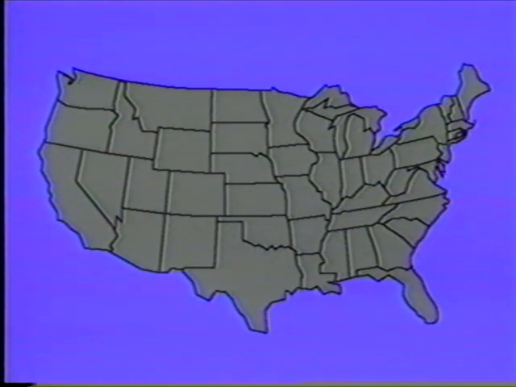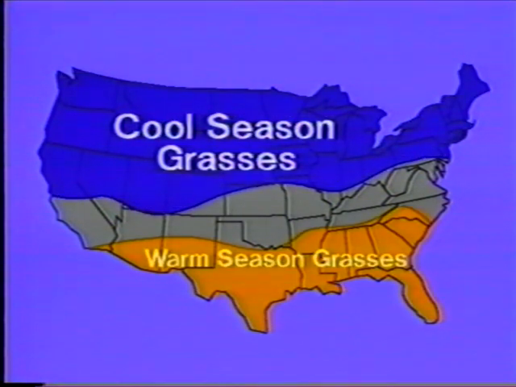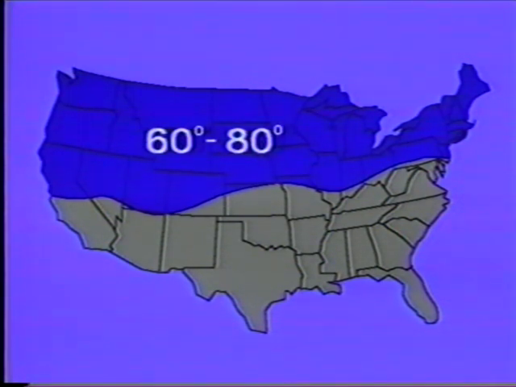Turf grasses are broadly divided into cool season grasses and warm season grasses. Generally speaking, cool season grasses grow best in the northern parts of the country. These turf grasses tend to grow best with temperatures between 60 and 80 degrees. At temperatures above or below this, growth is slowed or even halted.